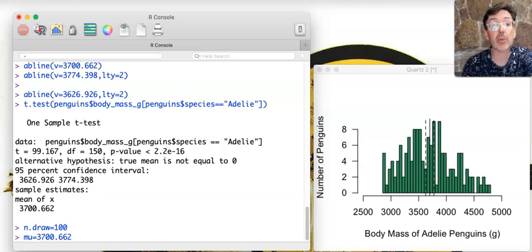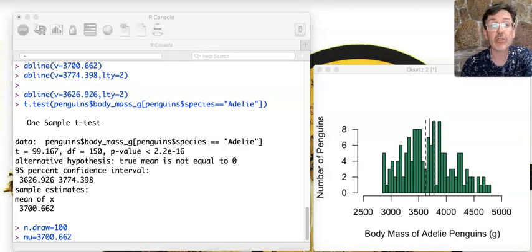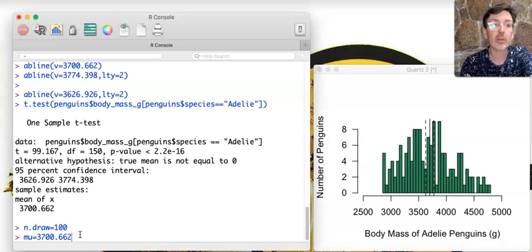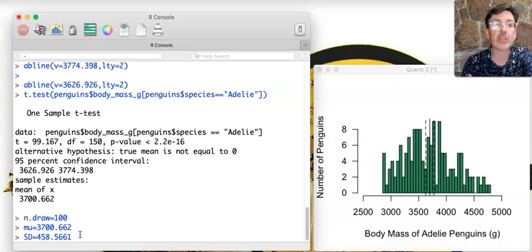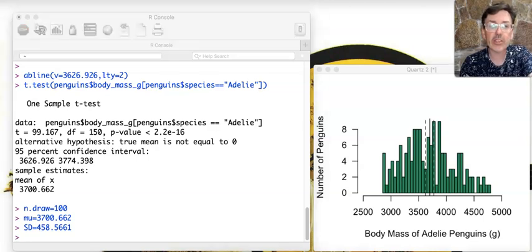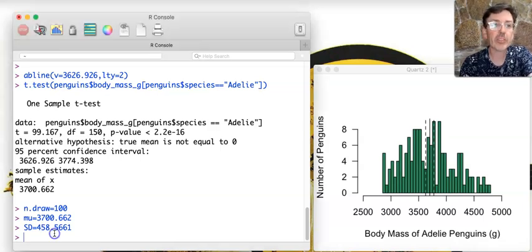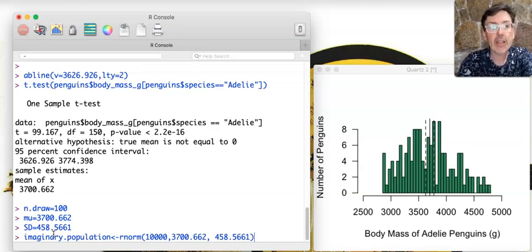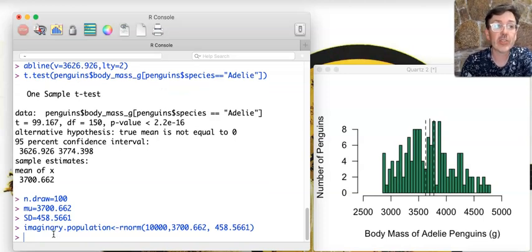We're going to imagine that this population, the hypothetical real population, not the sample that we have here, has the same properties as our sample. So we imagine it has a mean of 3,700 grams, and its standard deviation is 458 grams. With these values, we're going to create an imaginary population of penguins, 10,000 in size.